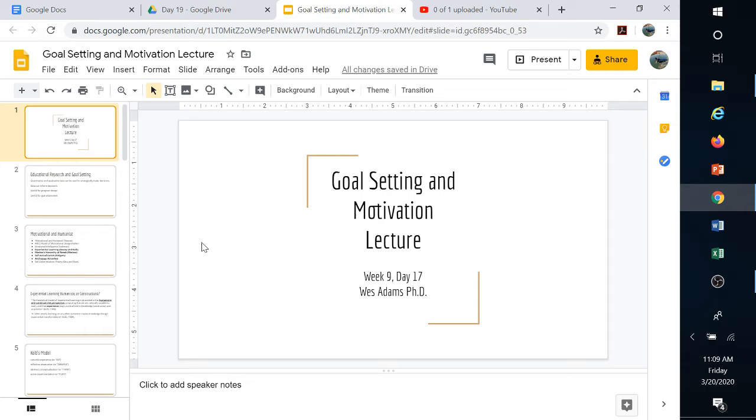I also want you to reflect back on the previous activity of developing that hypothesis. So in the educational research module, we talked about setting up a hypothesis. Now we're going to try to set some goals that align to that hypothesis, and also think about motivation to try to achieve certain results.